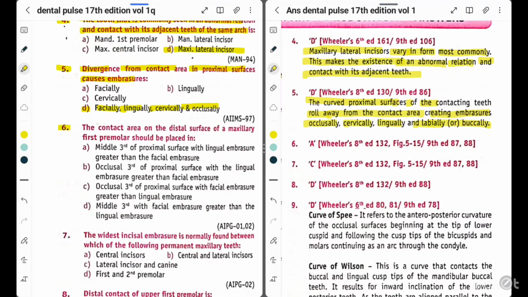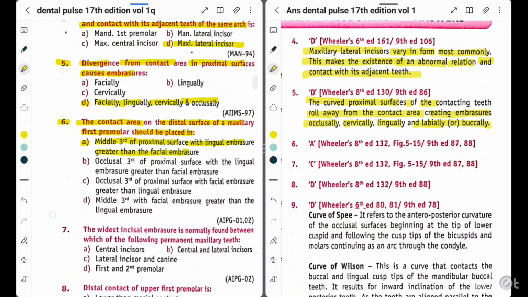Now question 6. The contact area on the distal surface of a maxillary first premolar should be placed in. Option A, middle third of proximal surface with lingual embrasure greater than the facial embrasure. Option B, occlusal third of proximal surface with the lingual embrasure greater than the facial embrasure. Option C, occlusal third of proximal surface with facial embrasure greater than lingual embrasure. Or option D, middle third with facial embrasure greater than the lingual embrasure. So its answer is A, middle third of proximal surface with lingual embrasure greater than the facial embrasure.